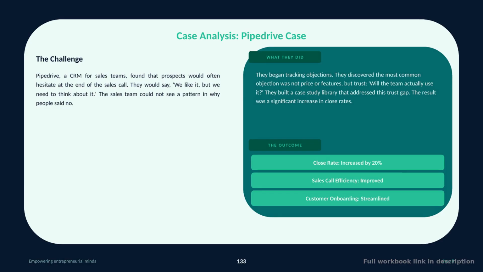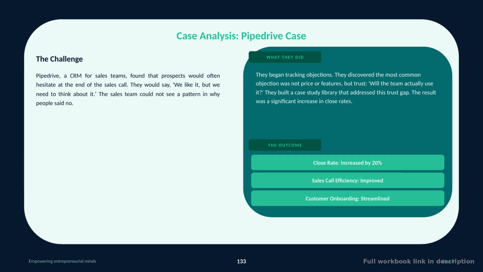Pipedrive, a CRM for sales teams, found that prospects would often hesitate at the end of the sales call. They would say, "We like it, but we need to think about it." The sales team could not see a pattern in why people said no. What they did was begin tracking objections. They discovered the most common objection was not price or features, but trust. Will the team actually use it?